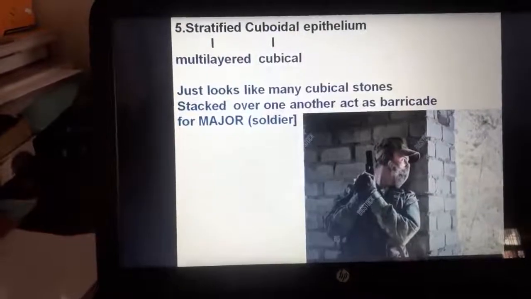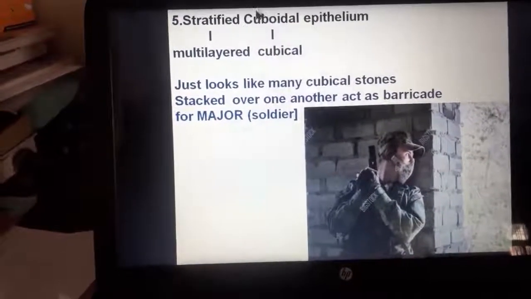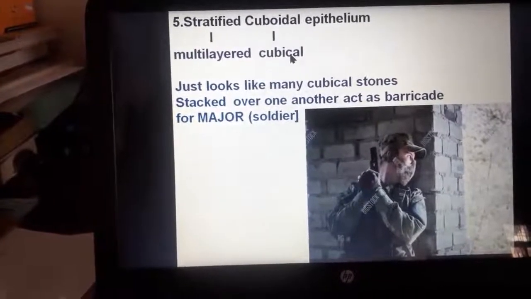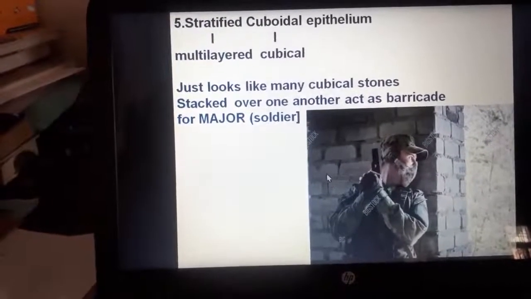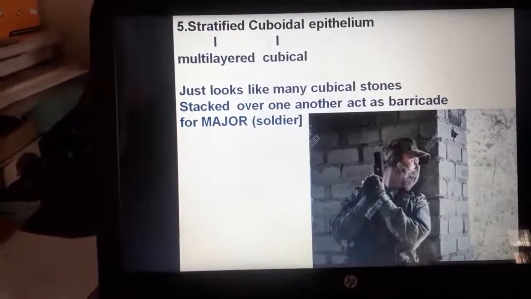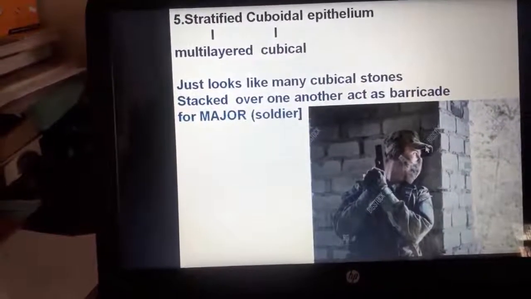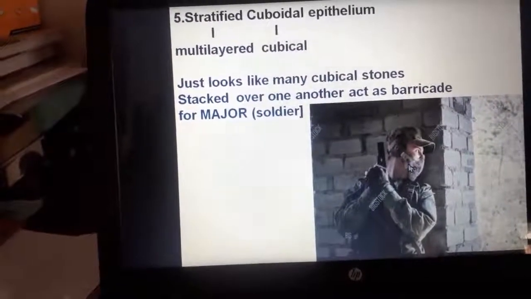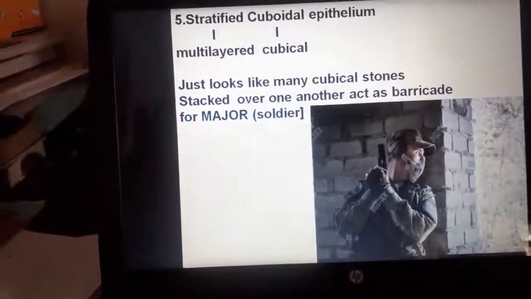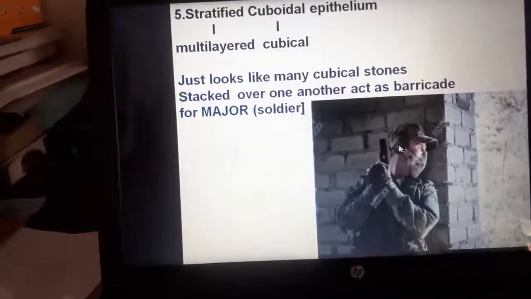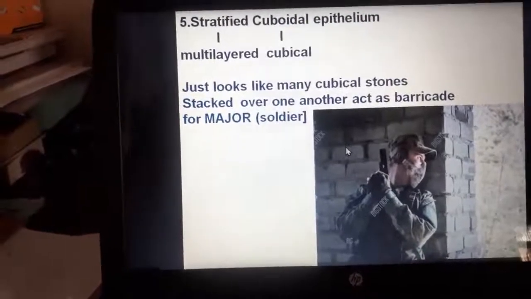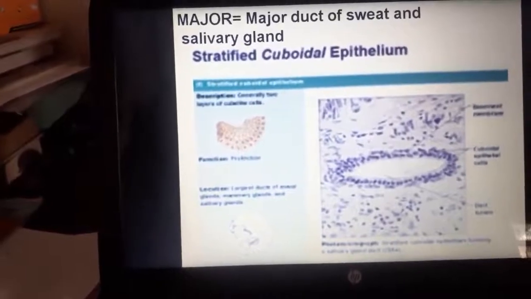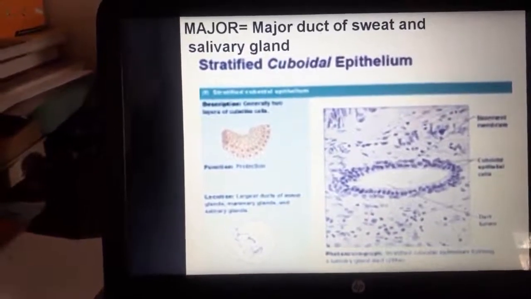Now coming to stratified cuboidal. Stratified means multi-layered and cuboidal is cubical. It looks like a stone which gives protection to a soldier hiding behind it, and it looks like a mazer. Okay, mazer, in the army there is a mazer. So the hint will be mazer. And the example of stratified cuboidal epithelium is mazer: duct of sweat and salivary gland.